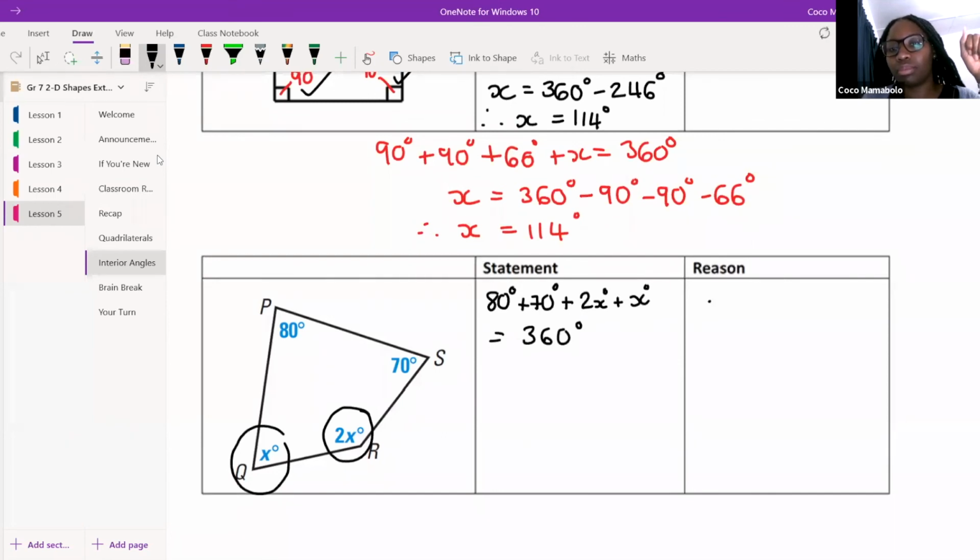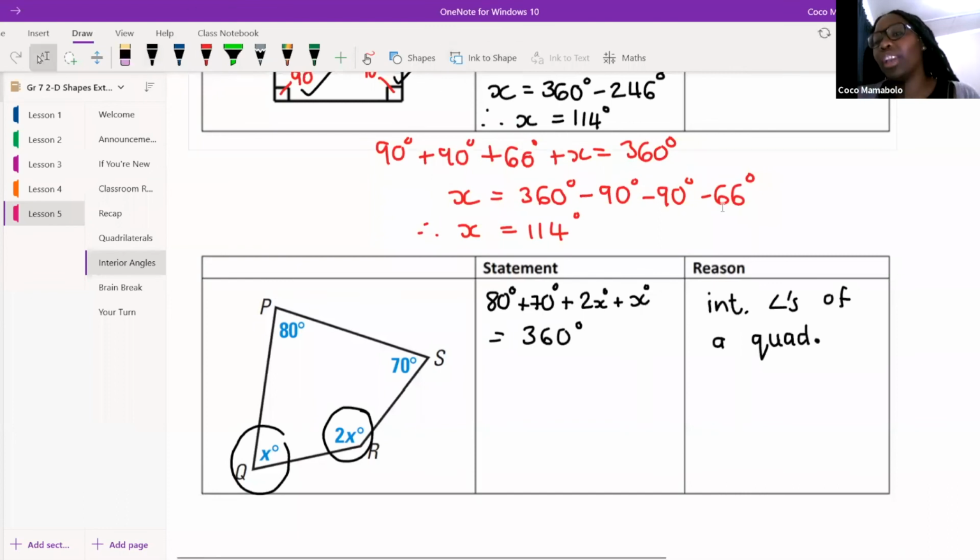Interior angles of a quadrilateral equals 360 degrees. Great. You can do the long way. I'm going to do my int angles of a quad. That's it. Well done, Monde. Excellent. Well done.